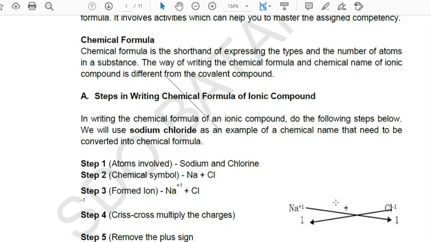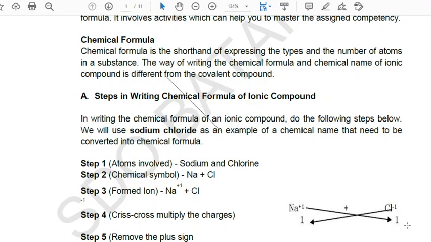Now, sodium is positive 1. It belongs to group 1A in the periodic table of elements. Chlorine is group number 7. It has a charge of negative 1, and it is found at the right side of the periodic table. It is a nonmetal. So, sodium is a metal, and chlorine is a nonmetal, telling us that it is an ionic compound. Ngayon, pag magagawa tayo ng formula, i-criss-cross lang natin kung ano ang kanilang mga charges.